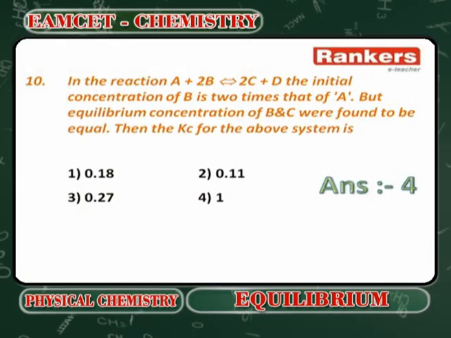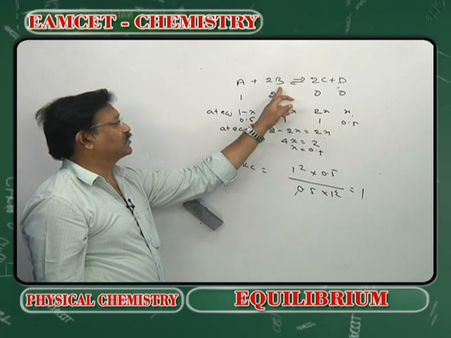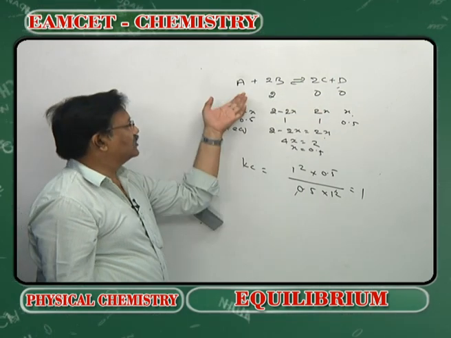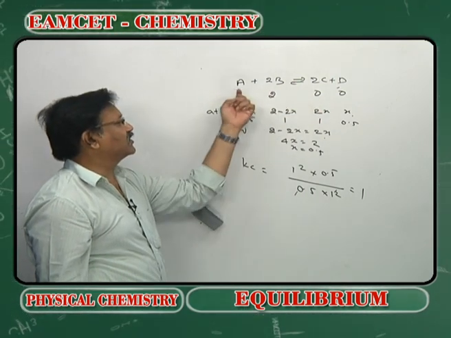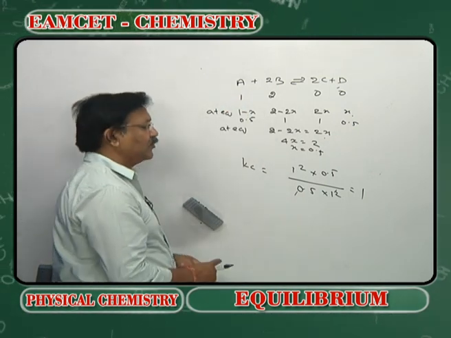This is the way. What is the hint given for us? At equilibrium, the concentrations of B and C are equal. So initially, the concentration of B is twice the concentration of A. Next question. We'll move on to the next question.